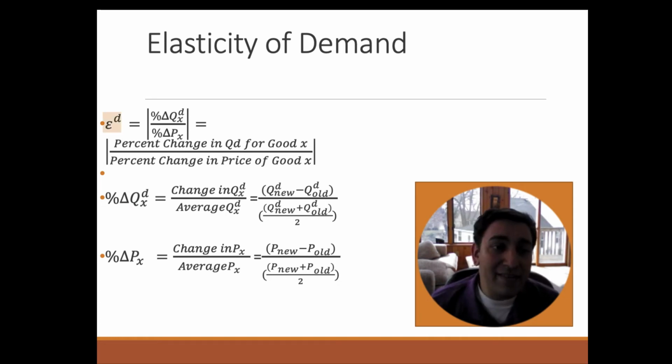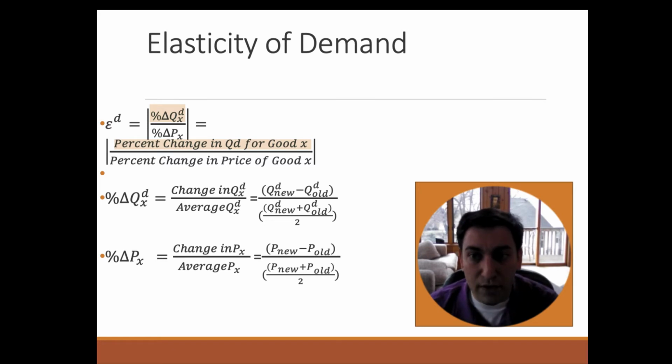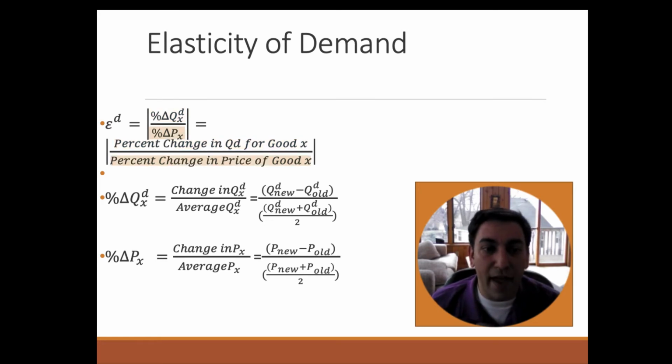So the elasticity of demand is the absolute value, because we know it's the law of demand. This is going to be a negative relationship, so we're just not even going to say it. We're going to use the absolute value. And we want to know what the percentage change of quantity demanded is when I change the price of that good. So this is just restating it in English. It's the percentage change of quantity demanded for good X divided by the percentage change of price for good X. In order to get the percentage change, we need to know what the change is. So what's the new one? What's the old one? That's the change over the average.